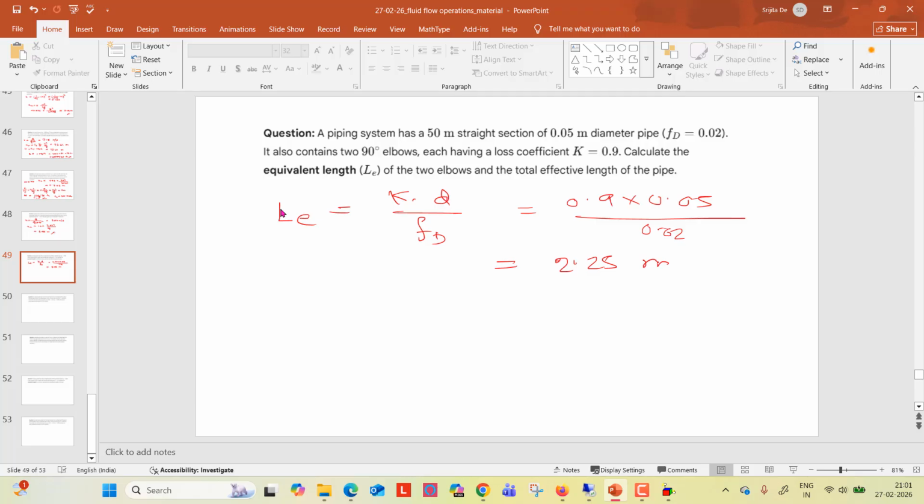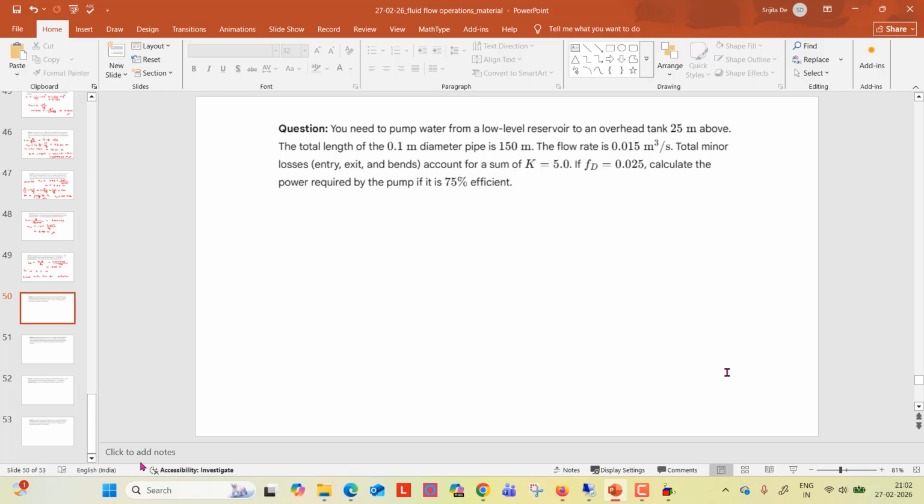Okay. Now for two elbows, the total equivalent length will be multiplied into 2, that will be 4.5 meter, and total effective length will be, so L total will be total straight length, that is 50 meter plus the elbow region. So it will be 50 plus 4.5, it will be 54.5 meter. Next.